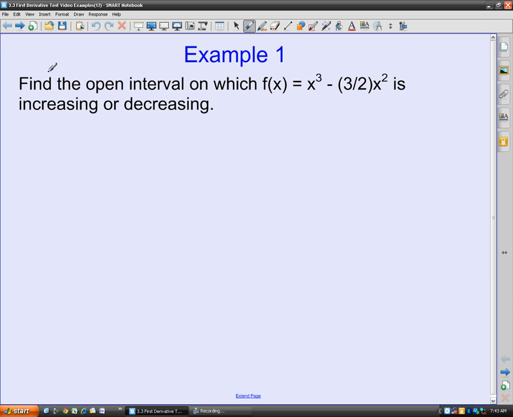So the first example says, find the open interval in which f of x is increasing or decreasing. The first thing we have to do in order to find increasing and decreasing is check the slope. When the slope is positive, it's increasing. When the slope is negative, it's decreasing. So we need to find what we call critical numbers, where the values are changing directions from increasing to decreasing and decreasing to increasing. Those critical values are the peaks and valleys in a graph.